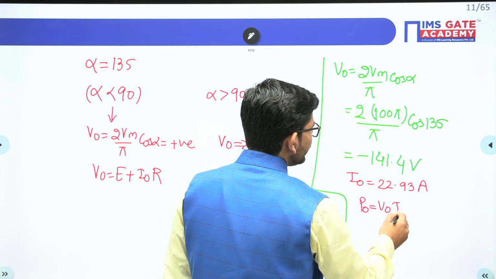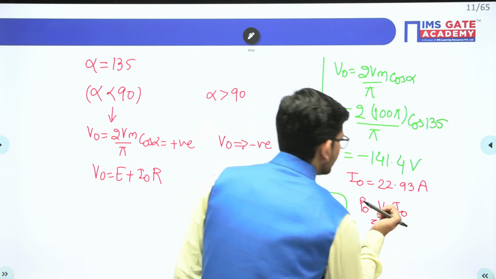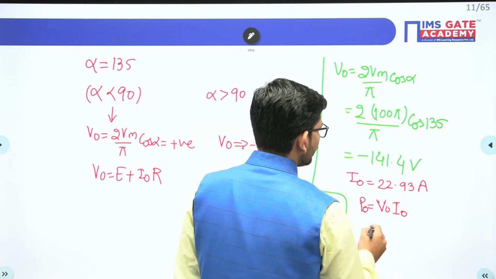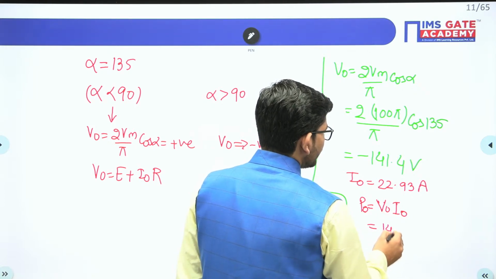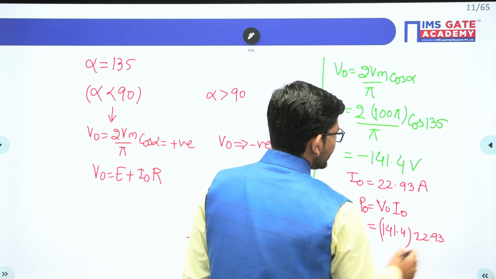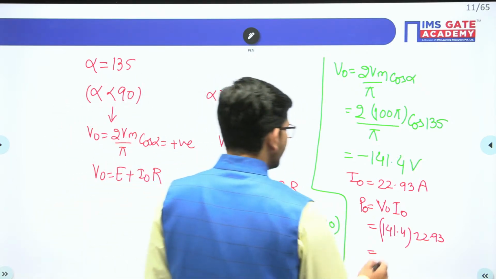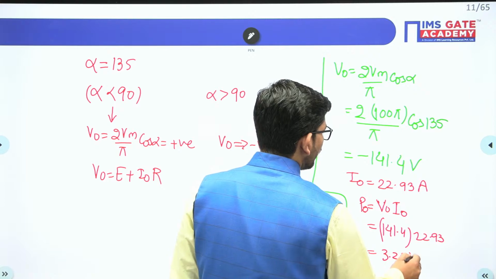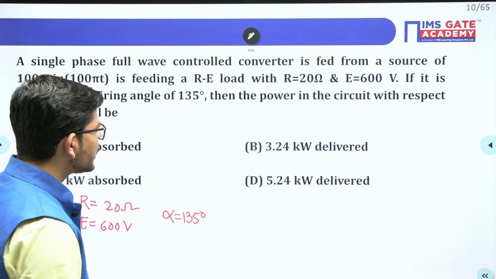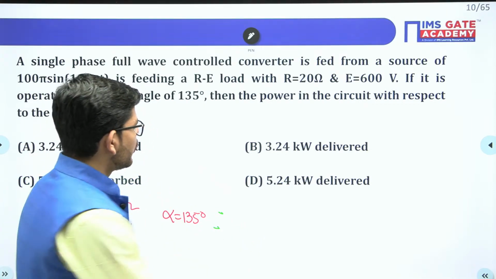So what will be the output power? Output power will be V naught into I naught. Just put the values. V naught is 141.4 into I naught, which is 22.93. So what will be the power, guys? The power will be 3.24 kilowatt. Do we have any option? Yes, in options A and B, we have the same value, 3.24 kilowatt.